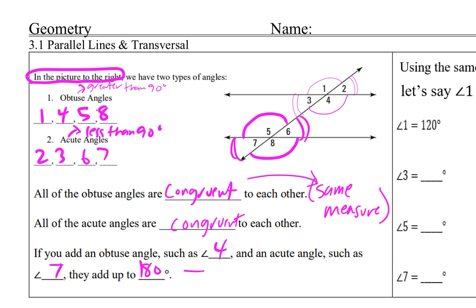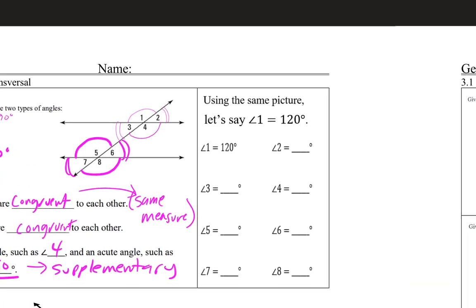They are going to be supplementary. Remember, we said that's what adds up to 180. So that's the basics of what we're going to be talking about today. All of these angles are either going to be obtuse or acute. Any of the ones that are obtuse are going to be the same size, congruent. And the acute angles are also going to be the same size, congruent. So let's try to make that make more sense.